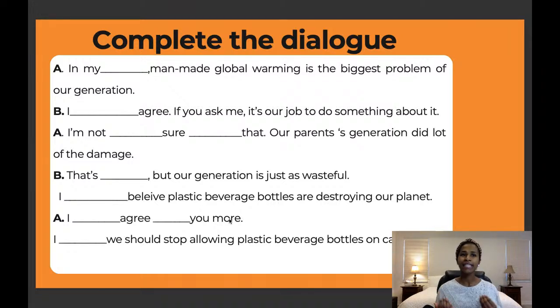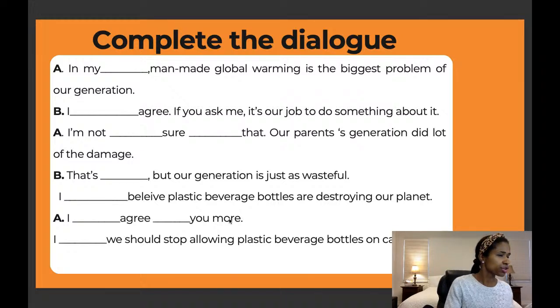So we have A and B, a person A and a person B. Person A is saying, "In my opinion, man-made global warming is the biggest problem of our generation." And then person B: "I blank agree." If you ask me, I agree. So pretty much, "I blank agree. If you ask me, it's our job to do something about it."